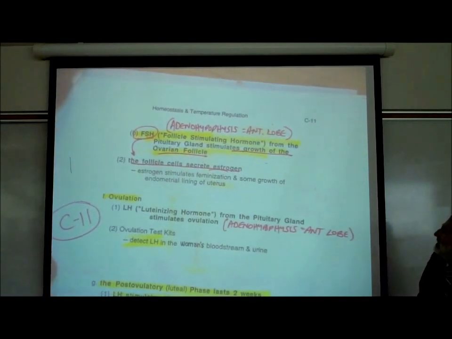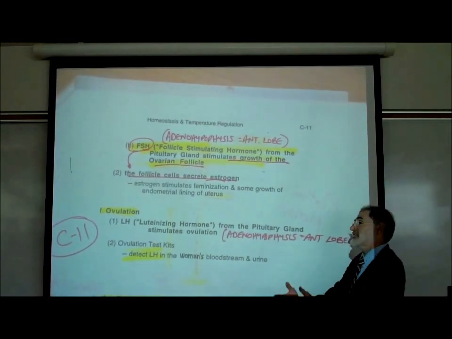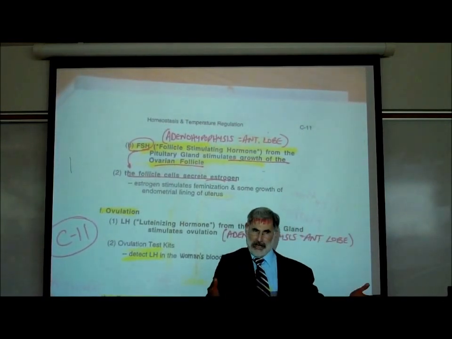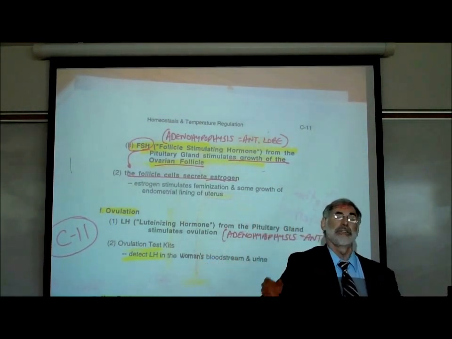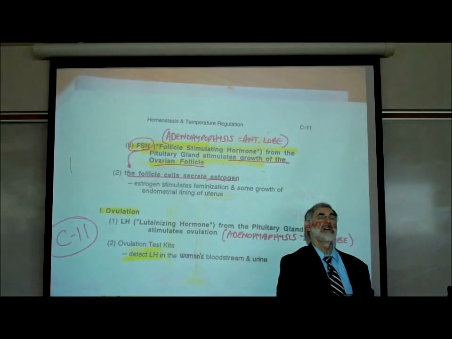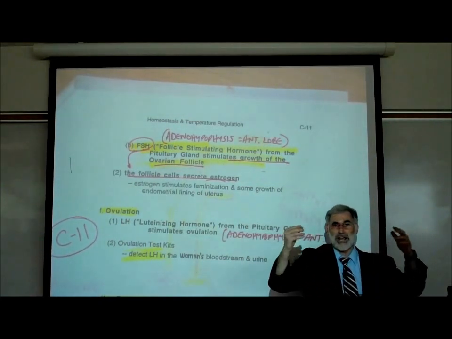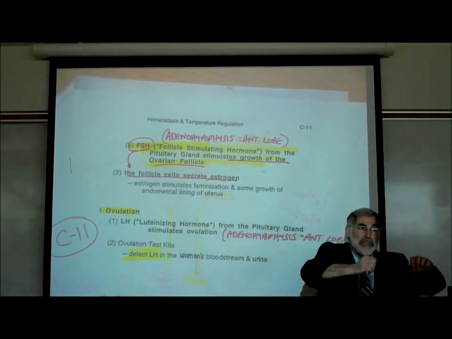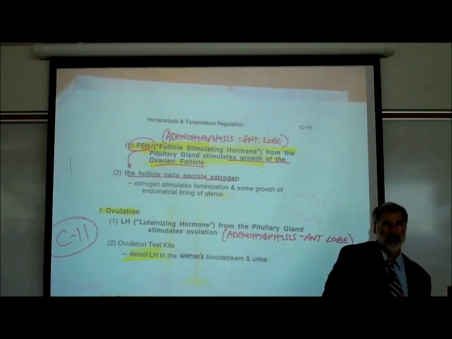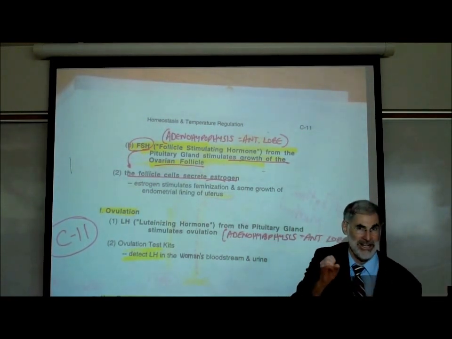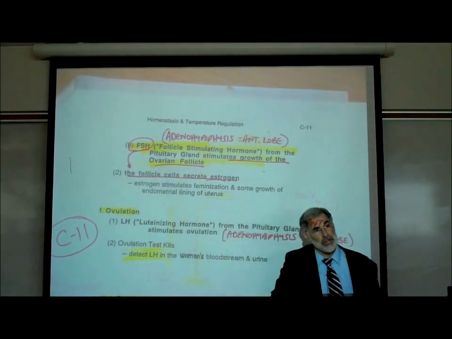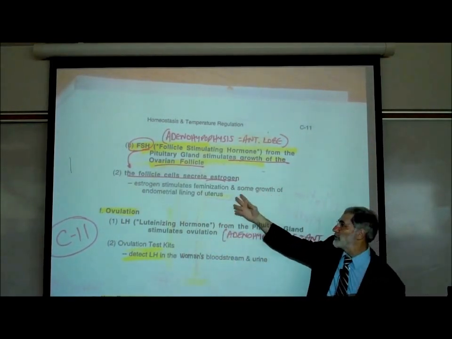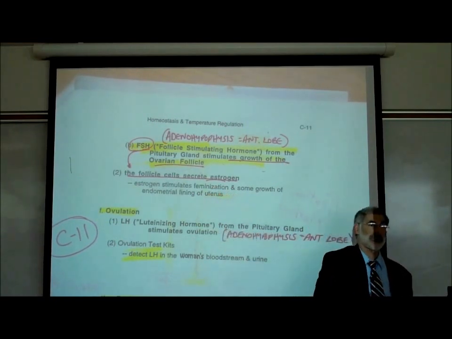On C11, so what causes this to happen? Well, it's just magic. No, it's not magic. Well, it just happens. Things happen. No, things don't just happen. According to our understanding of science, things happen because other things happen. There's always a causation, a sequence of events. It is FSH that causes the growth of the ovarian follicle and causes the follicle cells to secrete estrogen.